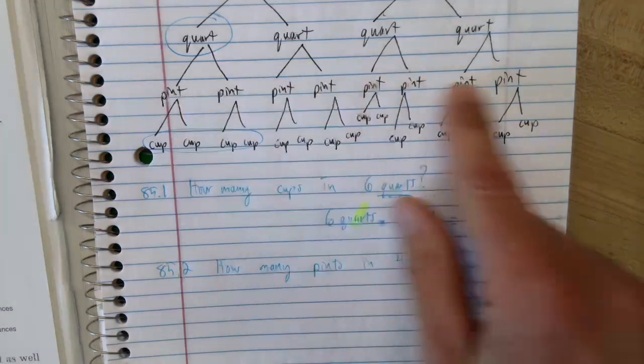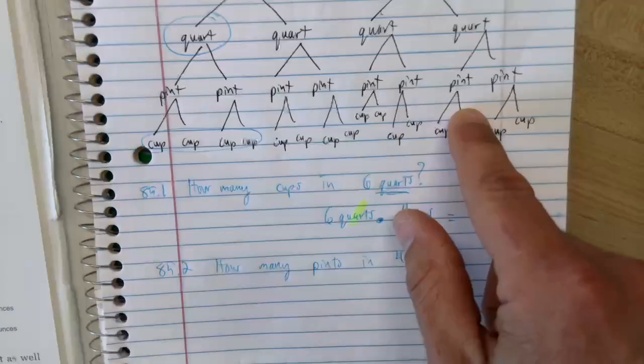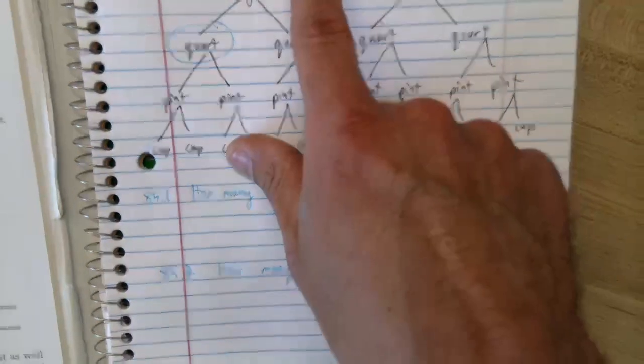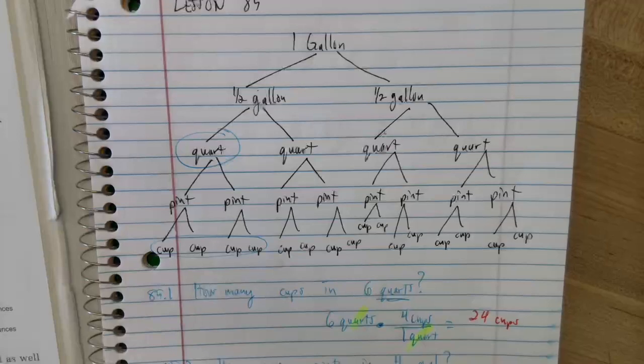There are 8 pints in 1 gallon. You see your picture here? There's 8 in just 1 gallon. So if I'm talking about 4 gallons, I would say 8, 8, 8, and 8. 8 times 4, or 32.